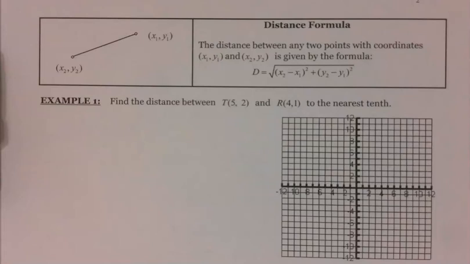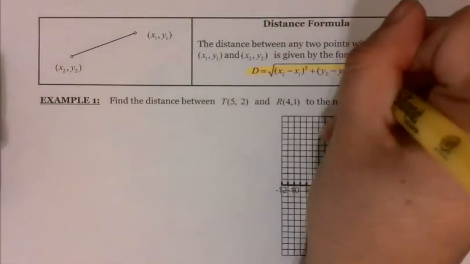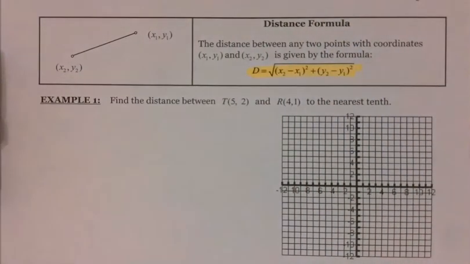Okay, so a distance formula is the formula that gives me the length between 2 points. Remember, this is d equals the square root of x2 minus x1 squared plus y2 minus y1 squared, and that is the 2 points. x1, y1 is my first point, x2, y2 is my second point.